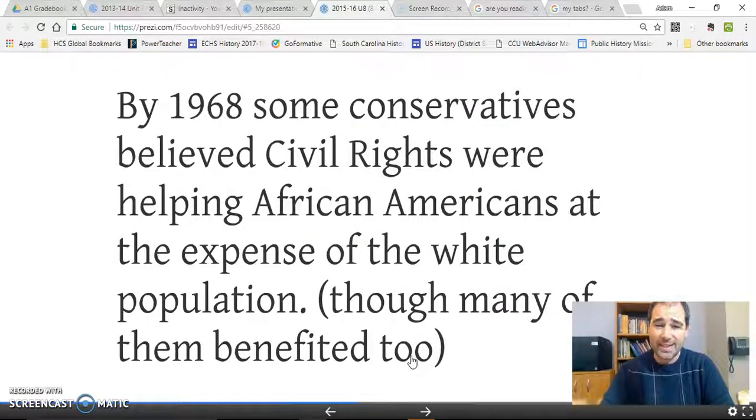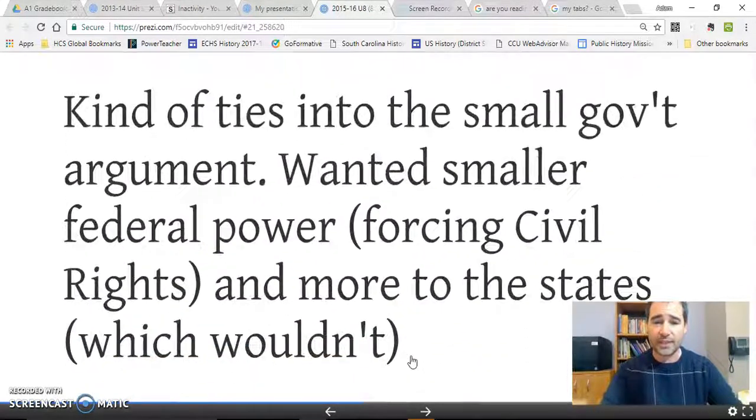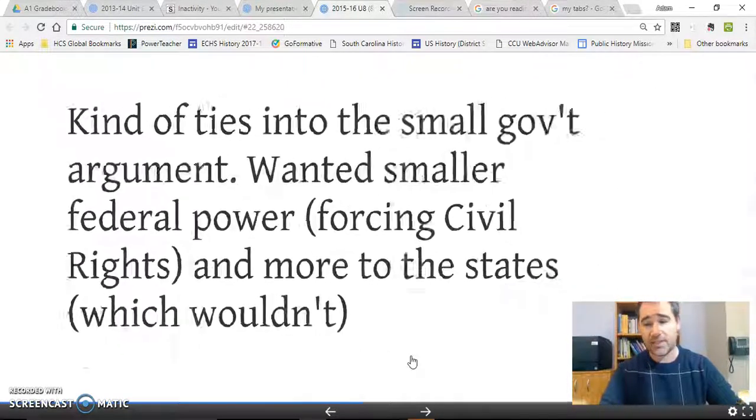Now, by 1968, some conservatives believed that the civil rights movement also was helping African Americans at the expense of the white population, not realizing that many of the white population benefited as well, especially those in poverty. But this becomes sort of a conservative idea that ties into the smaller government argument. They want smaller federal power, right? They don't want the federal government to be able to force civil rights. And they want more power to the states, which wouldn't enforce these civil rights movements. And we know that because of things like the Jim Crow laws.